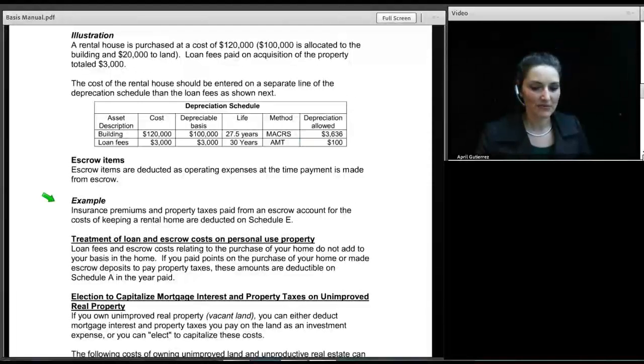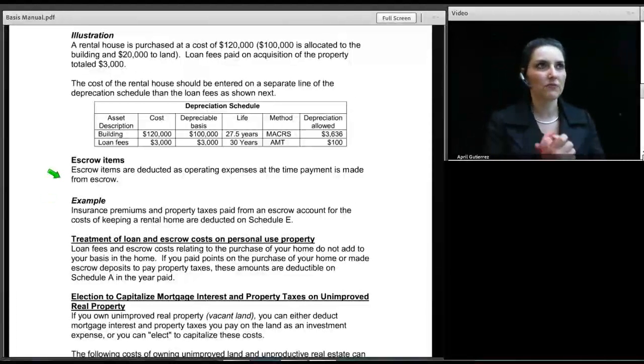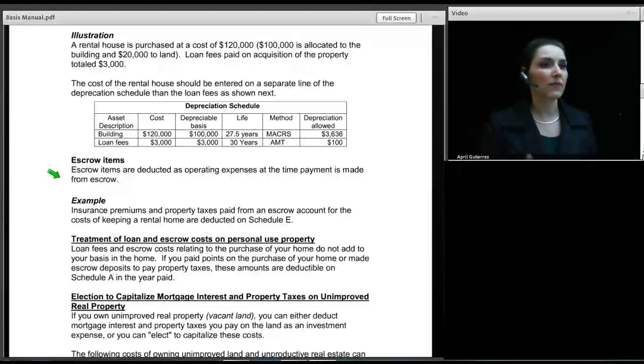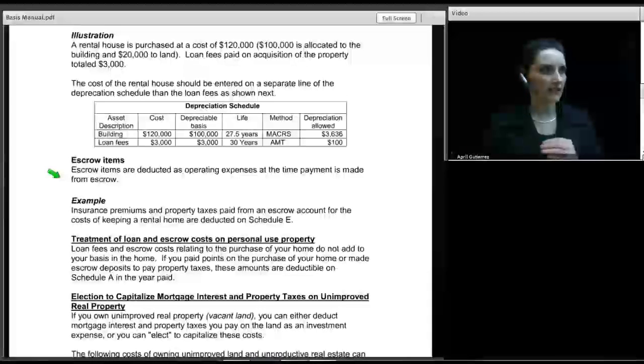Insurance premiums and property taxes paid from an escrow account for the cost of keeping a rental home are deducted on Schedule E. So escrow items are deducted as part of the operating costs or operating expenses at the time payment is made from escrow. So we talked about money going into an escrow account, and if it's going into an escrow account for your personal residence, and it is a deductible item like real estate taxes, then when it comes out of escrow and pays those real estate taxes, you'll be able to deduct that on Schedule A.